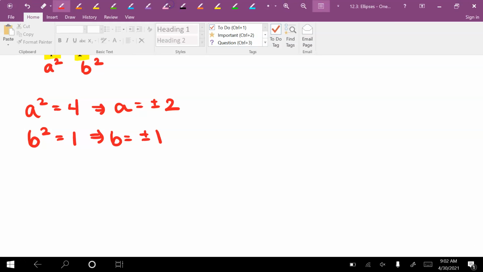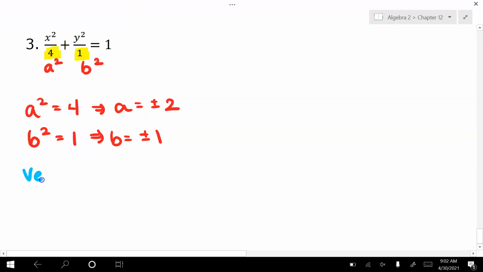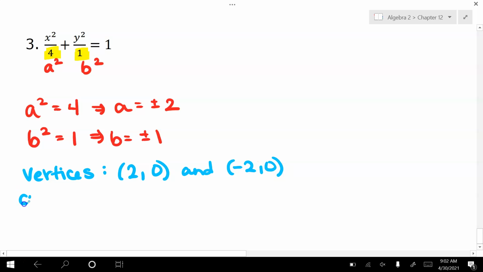So to find my vertices, that's when you do your plus minus a values and then 0. So it's going to be 2, 0, and negative 2, 0. For co-vertices, you're going to go with your b value, but you're going to do 0 and then your b value. So it's going to be 0, positive 1, 0, negative 1.